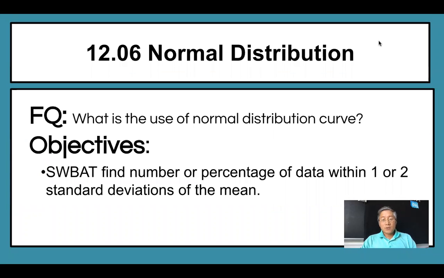Hi everyone. Today we are going to talk about 12.6 normal distribution. So we are going to find the number or percentage of data within one or two standard deviations of the mean when the data set is normally distributed. So we will talk about what normal distribution means, and learn how to find the number or percentage of data within one or two standard deviations of the mean, right?